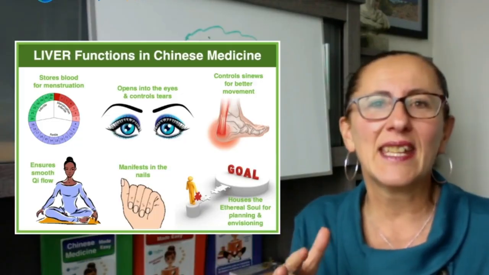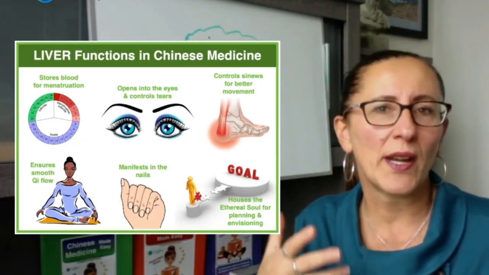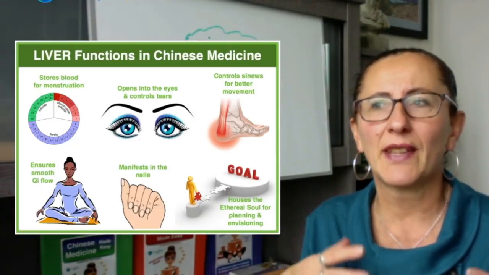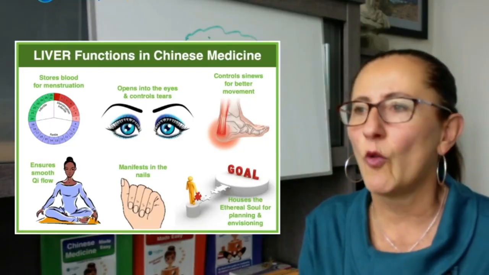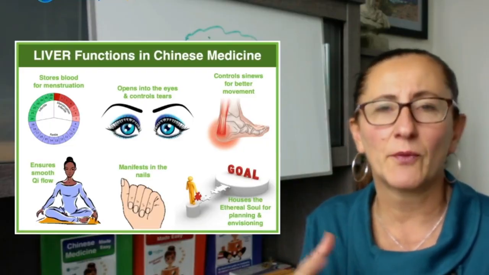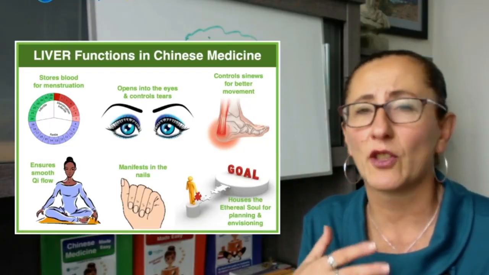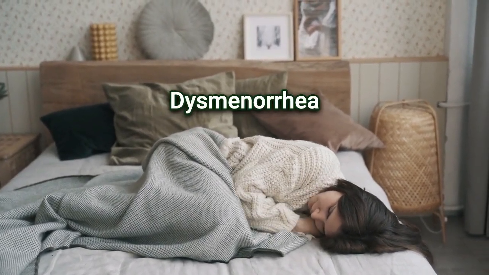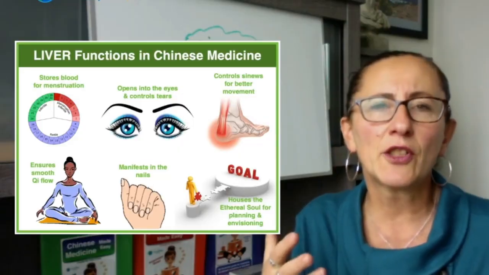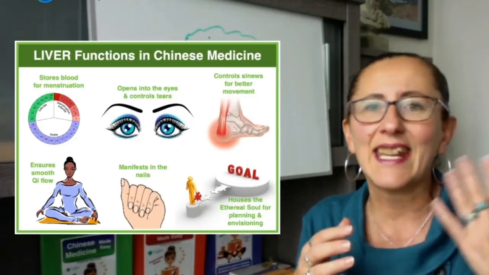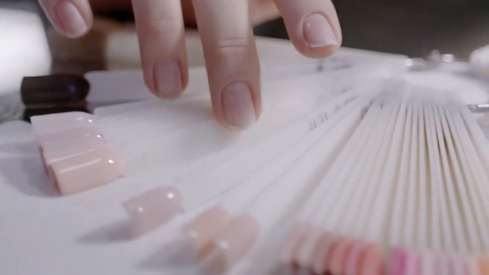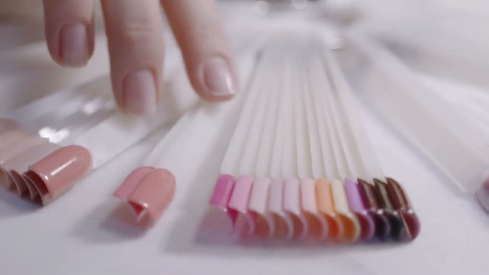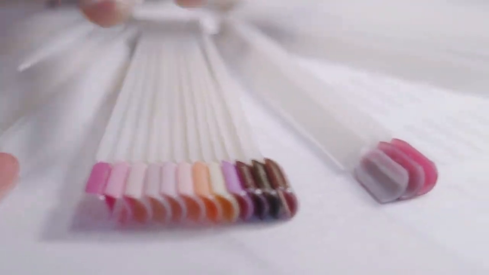The next thing is the liver is in charge of storing blood, specifically for menstruation. When it comes to women, if they're having scanty bleeding or amenorrhea or not enough blood, we can look at the liver. Or if there's a lot of cramping, clots, and dysmenorrhea, we can also look at the liver. The other function of the liver is that it reflects into the nails. We look at the color, if it's brittle, if it's purple, if the nails are very pale. That gives us clues on what's happening with the liver.